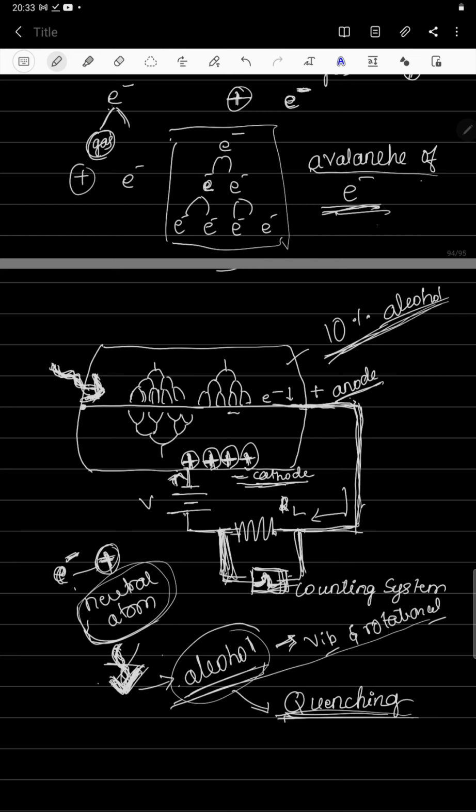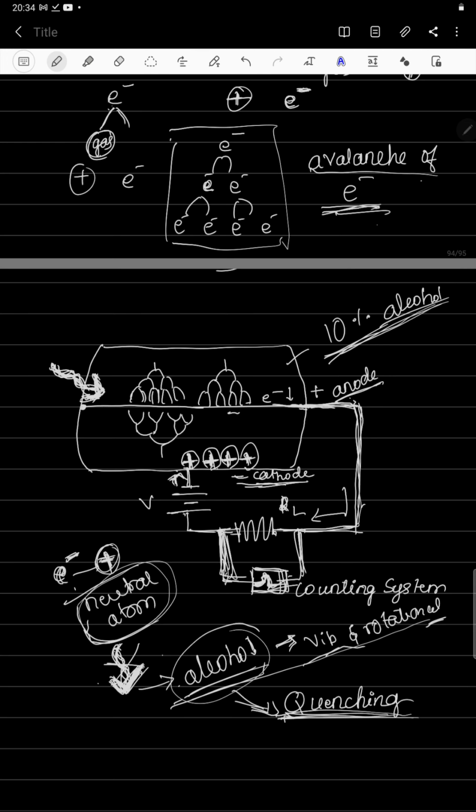So in order to remove these kinds of radiations, we are going to use this alcohol. This alcohol absorbs these kinds of radiations which are generated during the recombination, and that brings a change in the vibrational and rotational energy of the alcohol. So we are going to get only the radiations because of the entering particle, and this phenomenon is called quenching, and the alcohol is called the quenching agent.